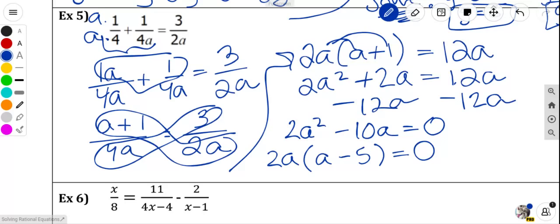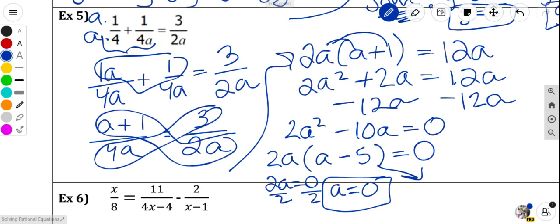Okay, then from here we are going to solve. So this would be 2a equals 0. If we divide by 2, we get a equals 0 as one of our answers. And then for the a minus 5, that would be just a plain 5. So those are our two answers for number 5.